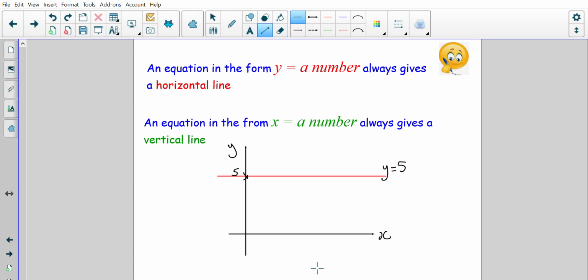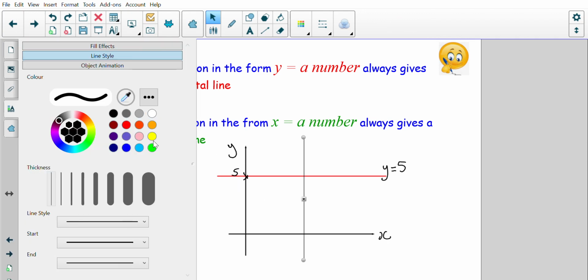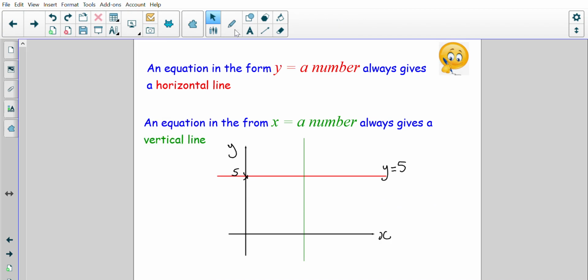So if I draw a vertical line, there we go. In fact, I'm going to turn that one green. So that line there, a vertical line, will always be x equals a number. Let's say, for example, that could be x equals 3, and that would go through 3 on the x-axis. So if you're drawing these in your book, you could draw these through 3 on the x-axis using your squares and 5 on the y-axis using your squares.